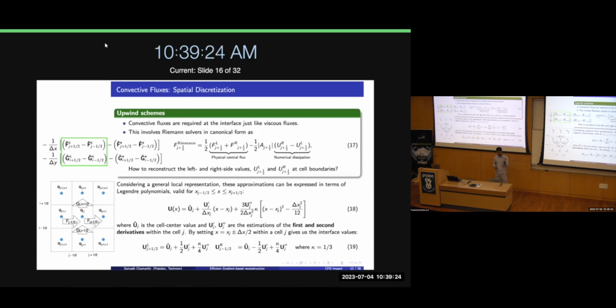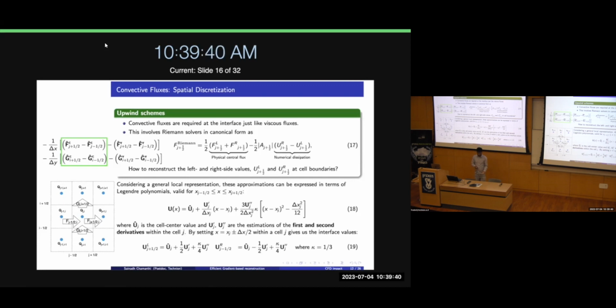That is, U left at i plus half and U right at i plus half. It needs to be found. So we have a general formulation for finding out these values of U left and U right, which is given by this Legendre polynomial.